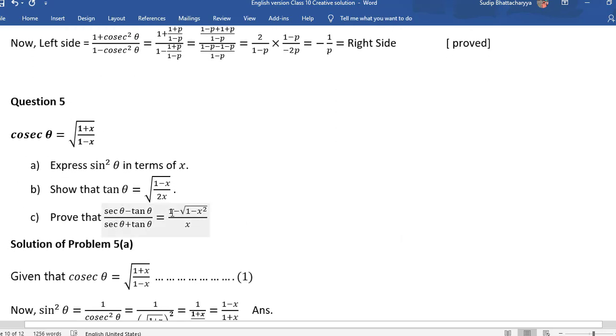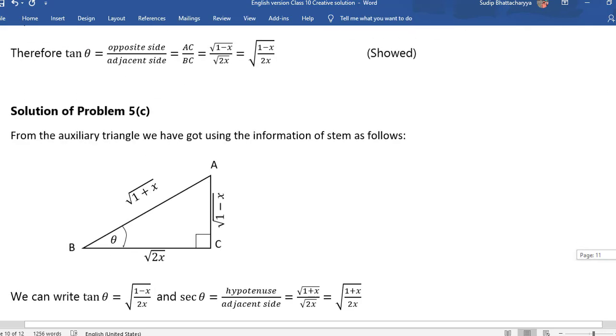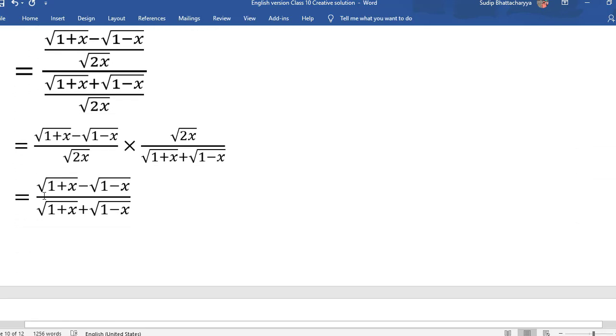Look here, we have to prove that (1 minus root over 1 minus x square) is the numerator, and as denominator we will have to make sure that there is an x. So for this, we have to remove the root sign from the denominator and numerator. We have to simplify it.